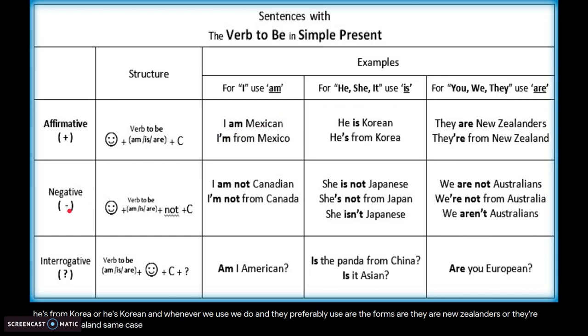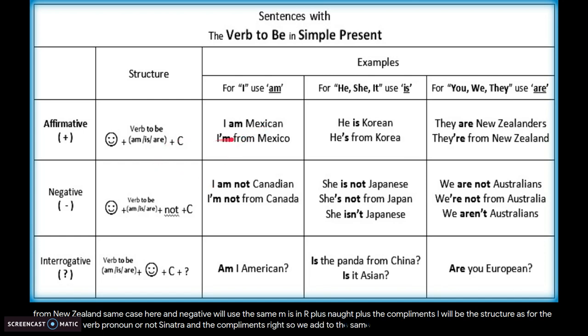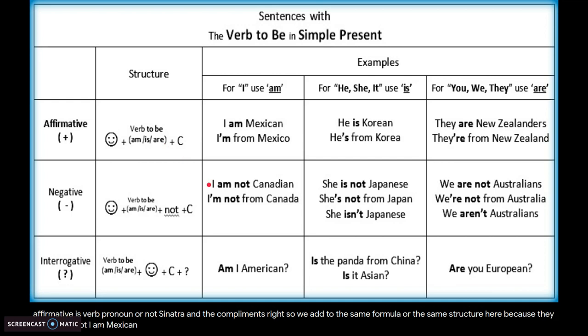Same case here for the negative: we use the same am, is, and are plus not plus the complement. That will be the structure. As for the affirmative, it is the pronoun or noun, which is our subject, plus am, is, or are, and the complement. So we add to the same formula, we are just adding not. I'm Mexican. I am not Canadian. He is Korean. She is not Japanese. They're from New Zealand. They are not from Australia, or they aren't from Australia.